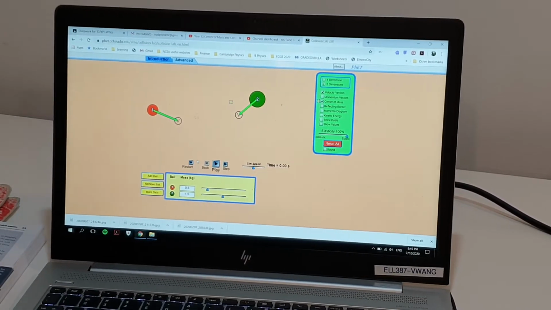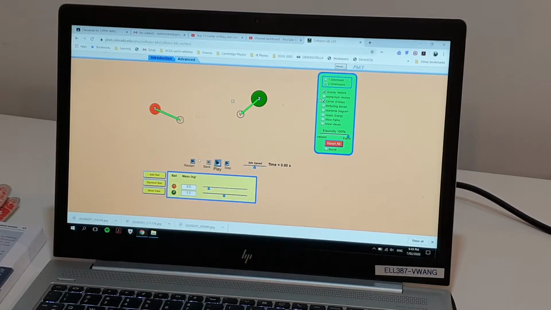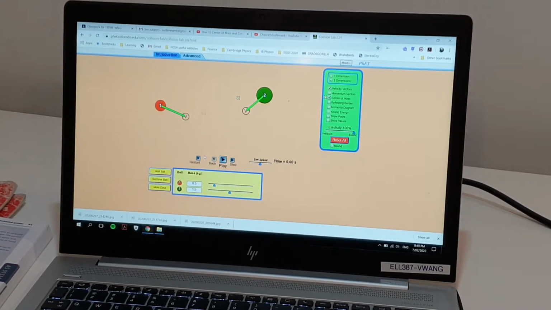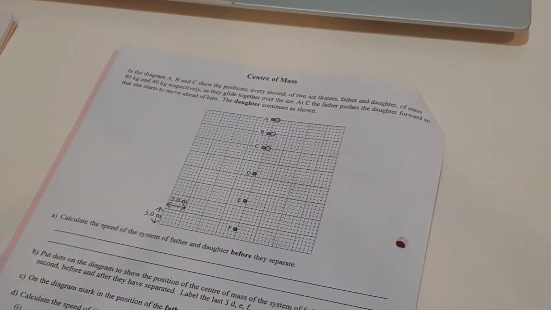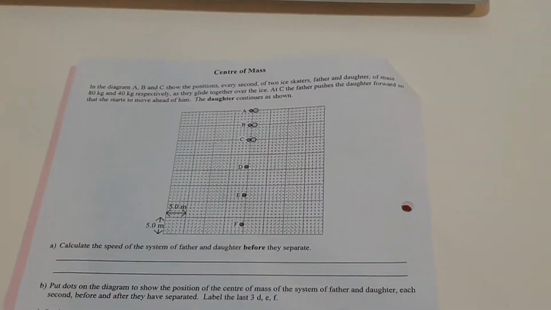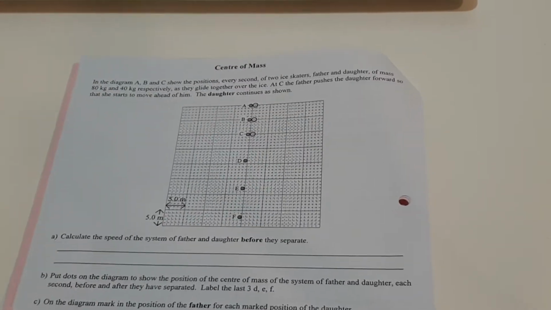Okay, sweet. So now I'm going to show you guys a question over here, and this question is quite difficult. So I want us to look at this question together. Okay, let me just adjust my tripod. Okay, so let's have a look.